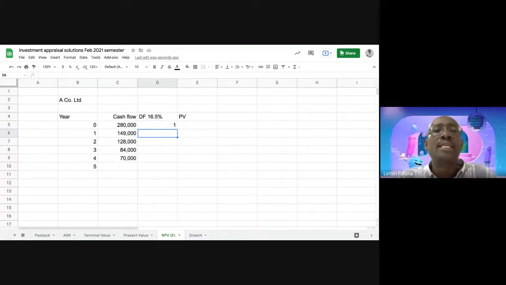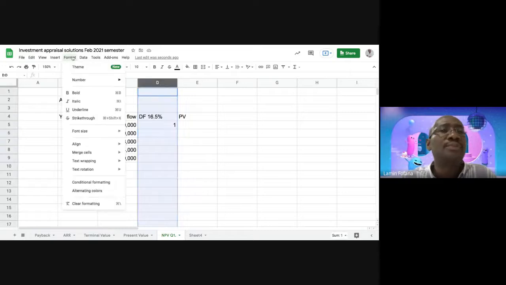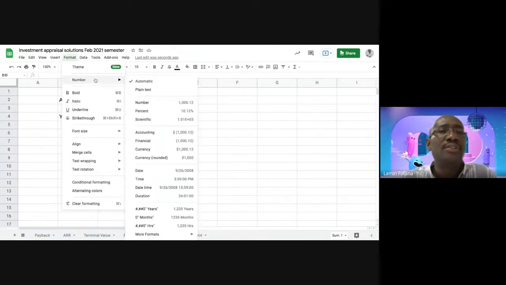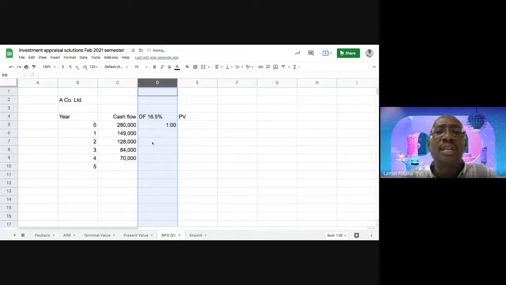And the discount factor, always take note of that. The discount factor should always be less than 1. Always. Why should it be less than 1? Why should the discount factor be less than 1? Let me format this to 3DP in the first place.